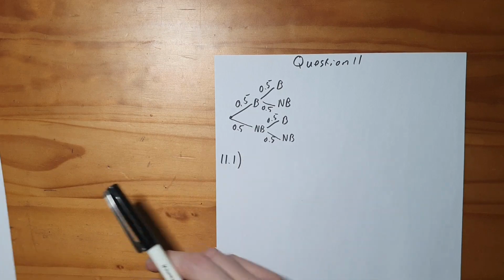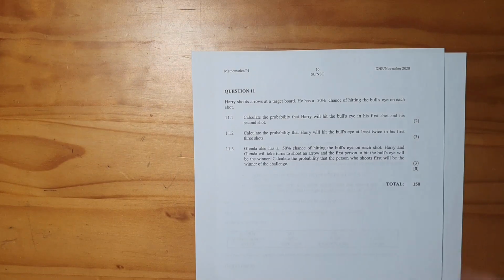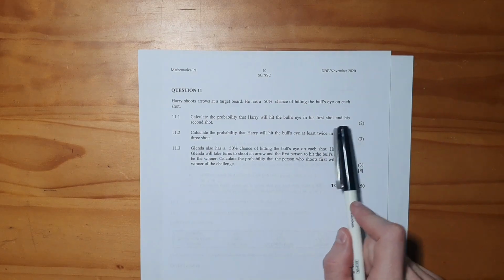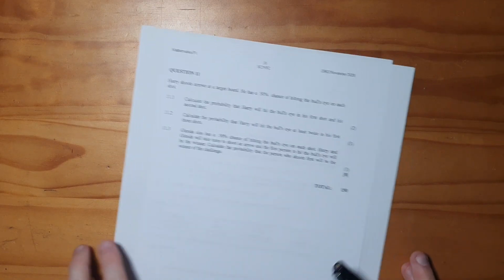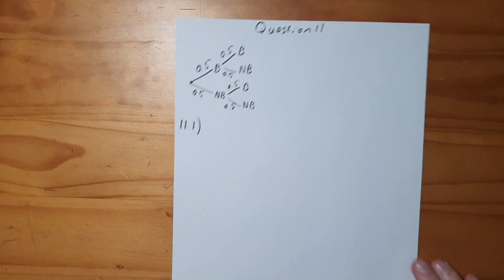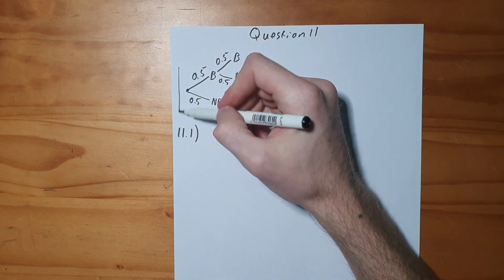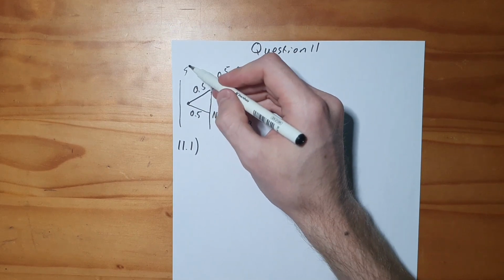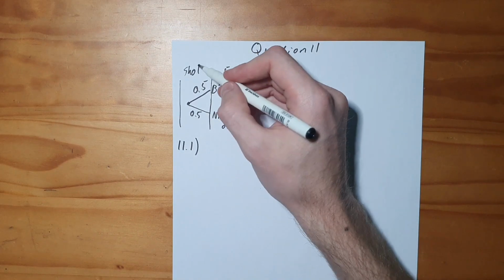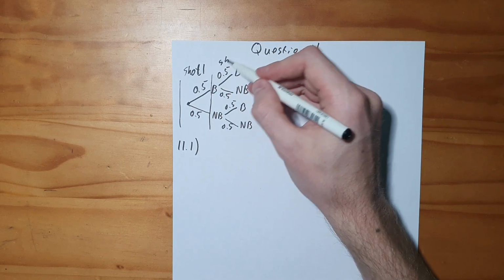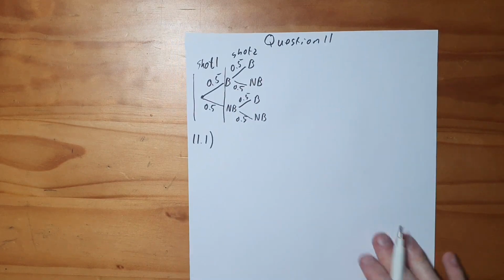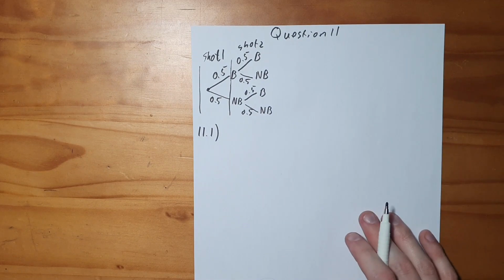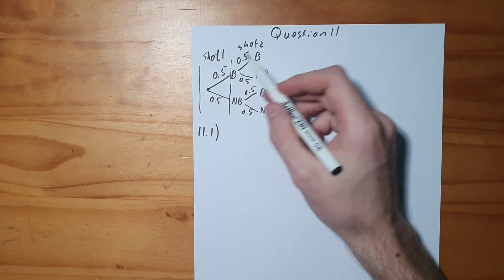So 11.1 says calculate the probability that Harry will hit the bullseye in his first shot and his second shot. Each part of the tree diagram here indicates a shot. So this is shot 1, this is shot 2. Now it's asking what is the probability if he hits 2 in a row, so if he hits it in his first shot and in his second shot.